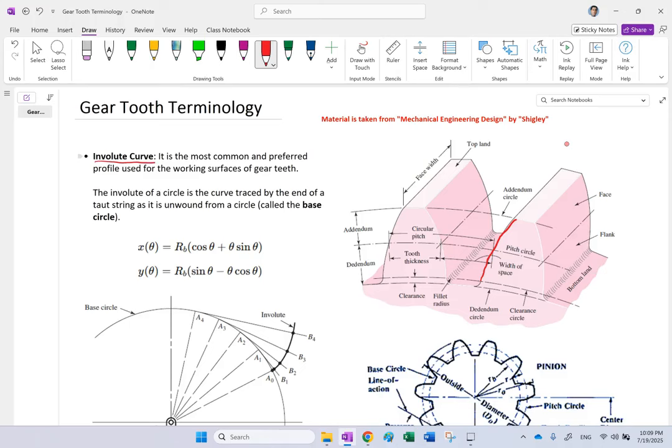Now, what is the involute curve? Okay. So the involute curve is, first of all, the most common and the preferred profile that is used for the teeth of a gear. Why is it the most common and the preferred? Let's talk about that. So first of all, the involute of a circle is defined as the curve traced by the end of a string that is under tension when the string is unwound from the circle.